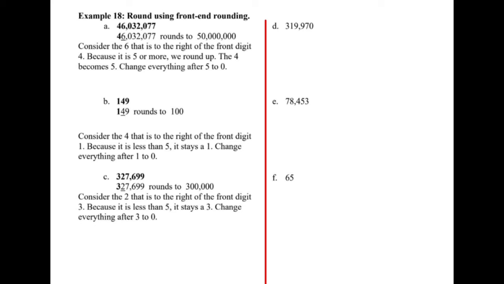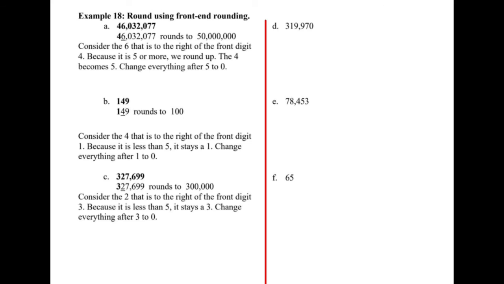Okay, and C, front end rounding on this number, you're looking at the 3. The number after the 3 is a 2, so we're going to round down. We're going to leave the 3 alone and replace all of these with zeros. So we get 300,000.